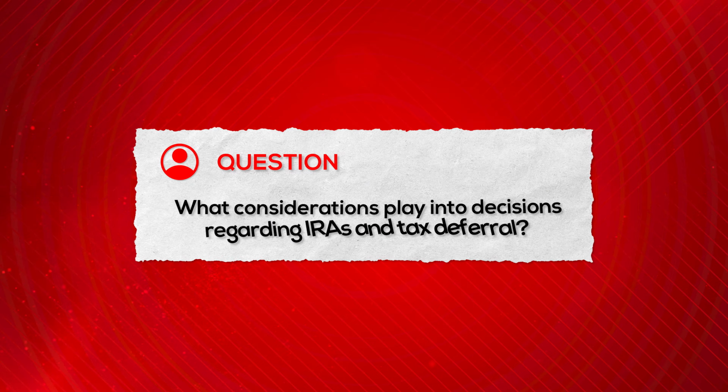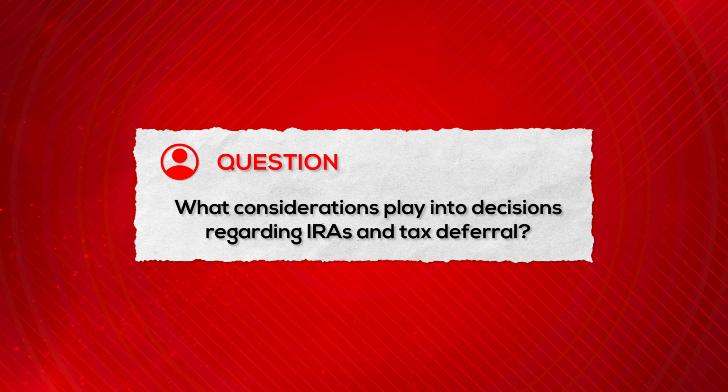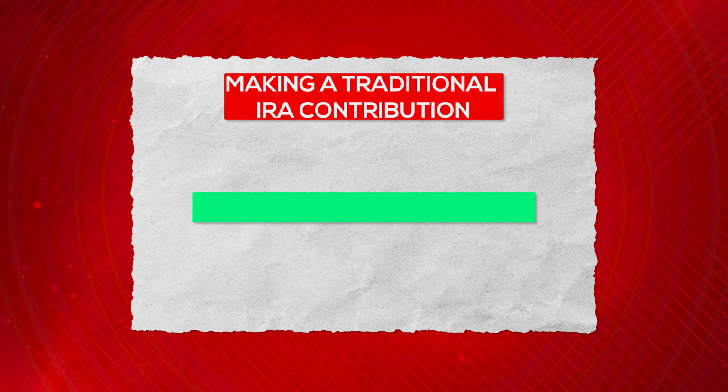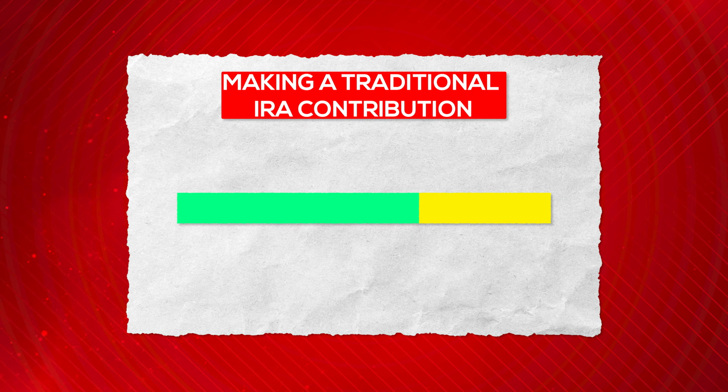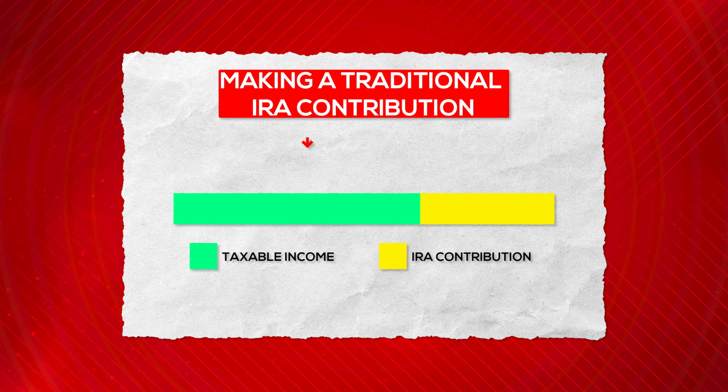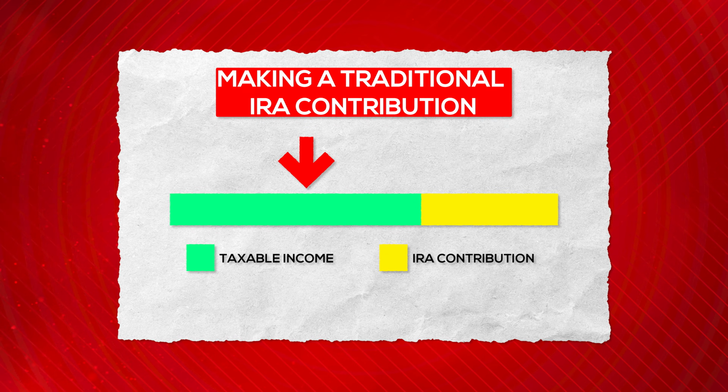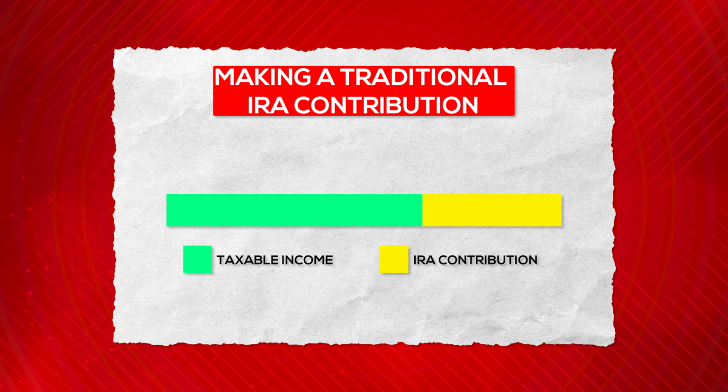What considerations play into decisions regarding IRAs and tax deferral? The biggest consideration is whether or not tax deferral is the driving factor. You see, when you make a contribution into a traditional IRA, as an example, those dollars do result in a reduction of your taxable income, meaning lowering your tax bill in the year you make the contribution. But those dollars, when you take them out in the future, will be income taxable to you at that future time. And depending on where tax rates are at that future time, well, the decision to defer today to pay it in the future may not have necessarily been the right one.